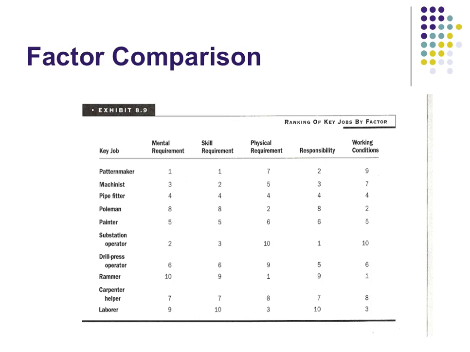The factor comparison is where we look at each job and then we break it down into different compensable factors. We then rank the jobs based on those compensable factors, for example, mental requirements, skill requirements, physical requirements, responsibility, and working conditions, and then we rank them from lowest to highest. The highest mental requirement is for the pattern maker. The lowest mental requirement is for the rammer. The highest skill requirement is for the pattern maker, and the lowest skill requirement is for the laborer.